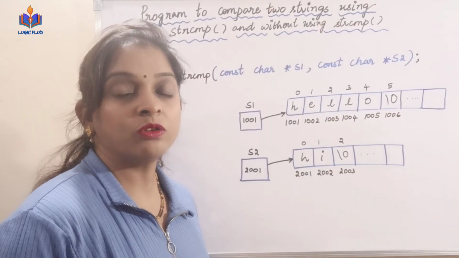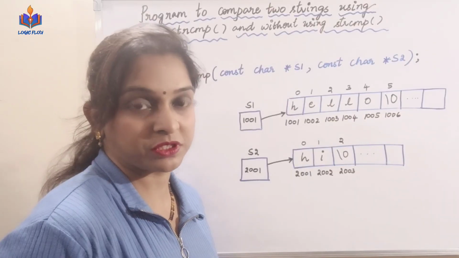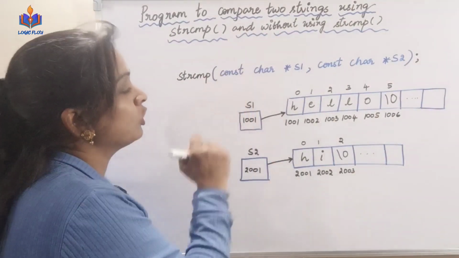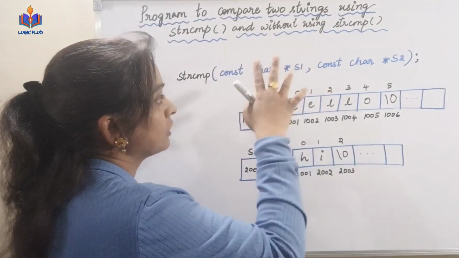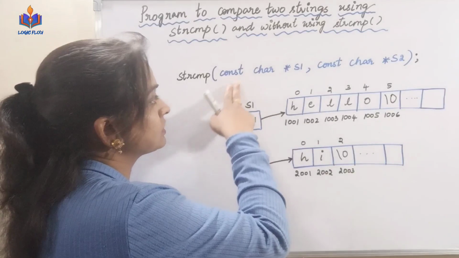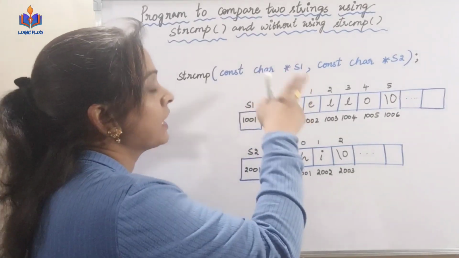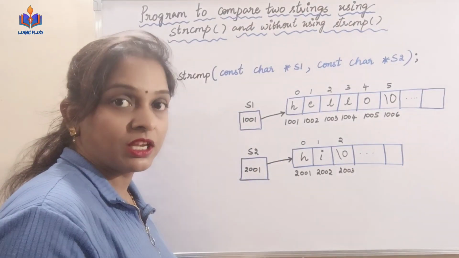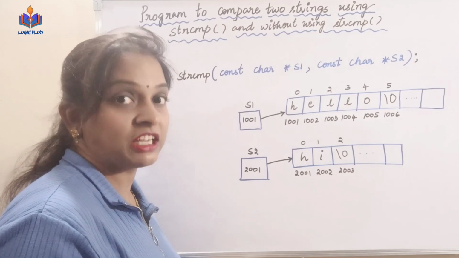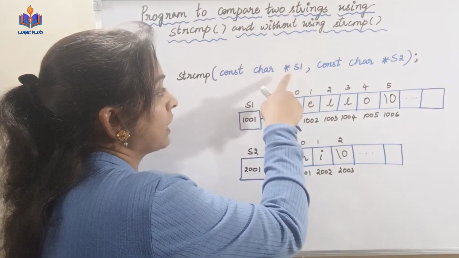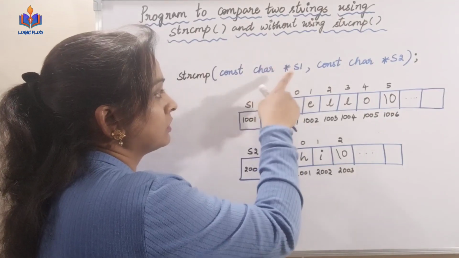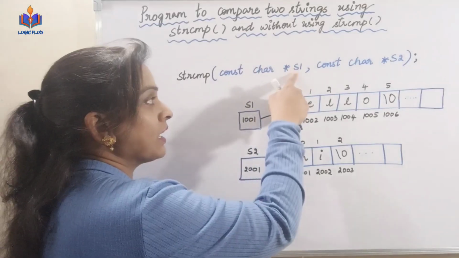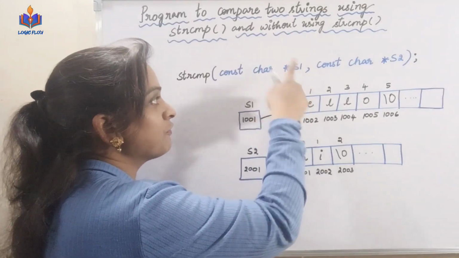Now let us see how this string compare function can be used. The function name is strcmp. Followed with that, we have two arguments, which are constant character pointers. Means to say it is a character pointer which is constant. Constant means fixed. The value cannot be changed during runtime. It remains fixed. And it is a constant character pointer, meaning the array name, the character array name itself is a pointer actually.